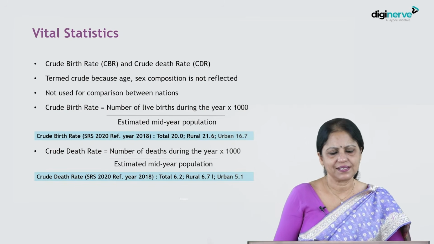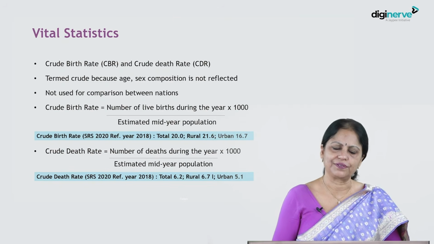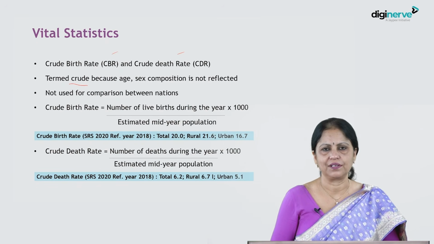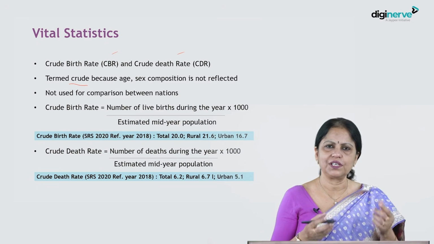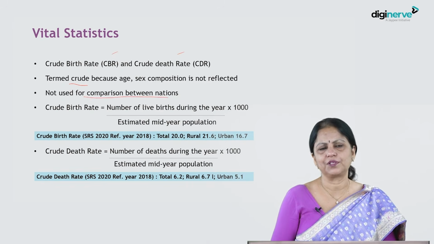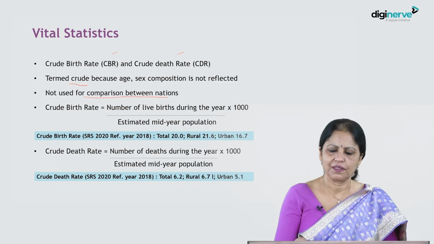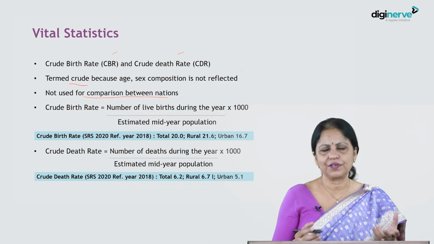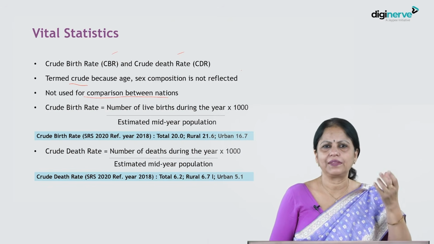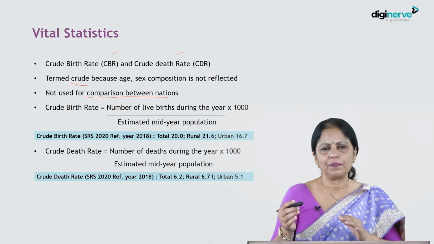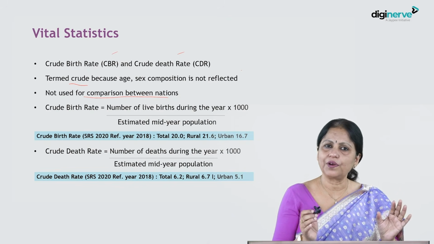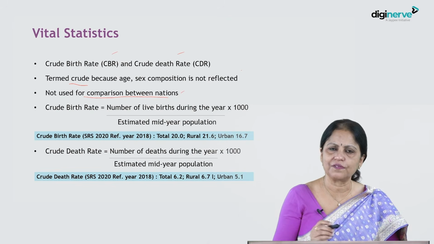So here I will discuss the important ones in this session. So vital statistics, it includes crude birth rate and crude death rate. These are known as crude because age, sex, composition is not reflected here. So it is based on the entire population irrespective of the population composition. So this is not used for comparison between any two regions. Why? Because the composition is different. A population may have more of elderly people and their death rate may be higher, while another may have a lower death rate. So we compare it, but ignoring the population composition. So that does not give the true picture.